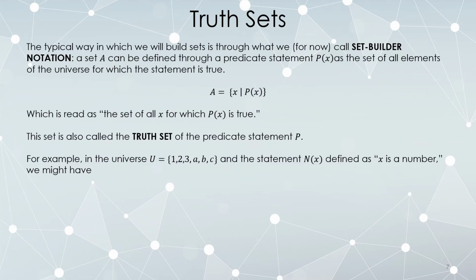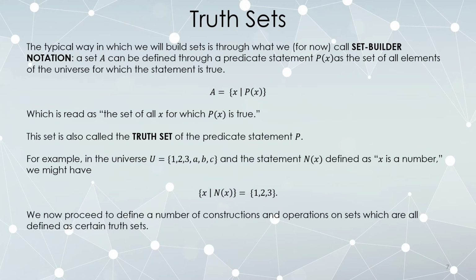So consider the universe, in other words, the only things I'm allowed to put into sets, and the universe is 1, 2, 3, a, b, c. And then I form a predicate statement saying N of x is defined to be x is a number. So what are the elements of the universe where that statement is true? The elements of the universe 1, 2, 3, a, b, c for which the predicate statement, the thing is a number, is true, are 1, 2, and 3. So instead of listing out 1, 2, 3, we could write the set of elements such that N of x is true.